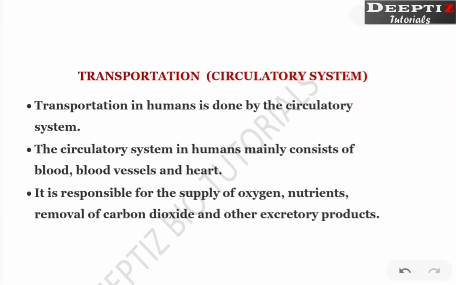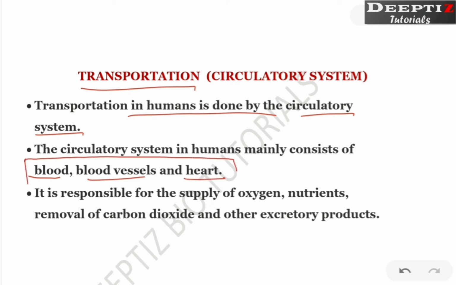We have already covered nutrition and respiration. So let's start with transportation. Transportation in humans is done by the circulatory system. So transportation is also termed as circulation. Now this consists of three things in the case of humans, which are they? Blood, blood vessels and heart. That means these three things together complete our circulation or transportation.